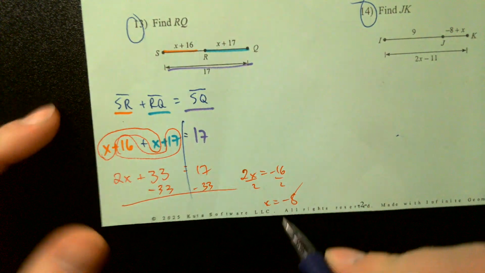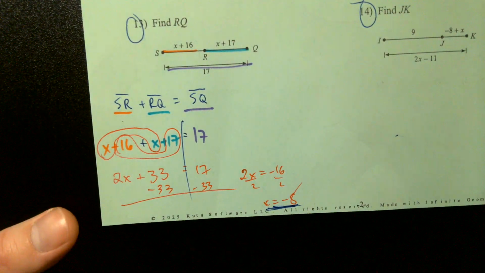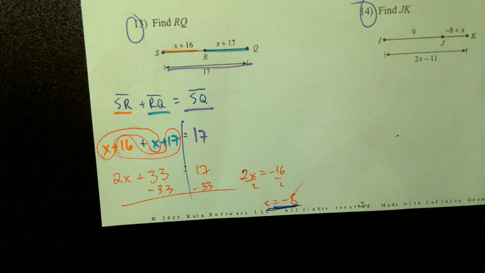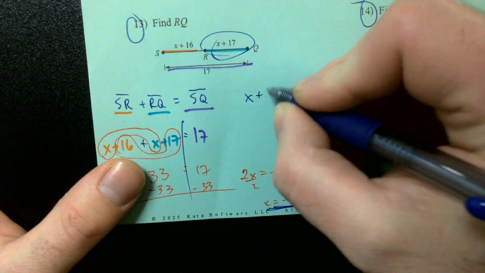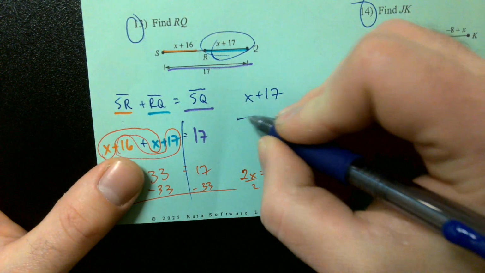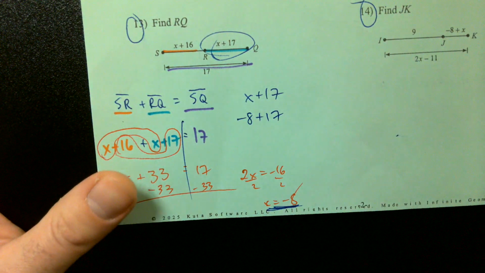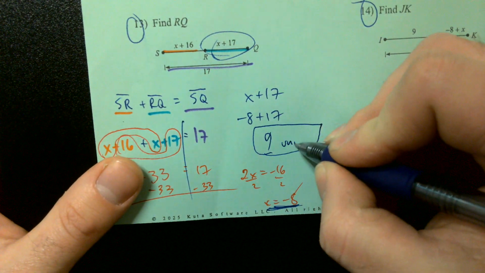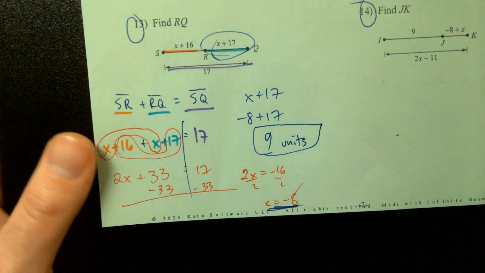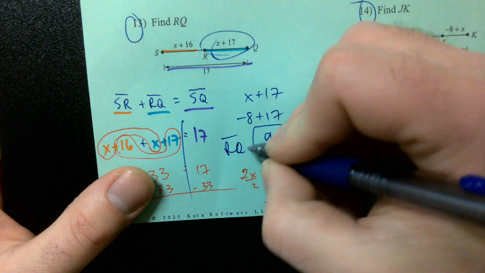Find RQ. RQ is not negative 8 units long. That wouldn't even make sense. How can something have a negative distance? It can't. So I'm going to take the expression that RQ is equal to, and I'm going to plug in negative 8. What's negative 8 plus 17? 9. 9 what? Units. There's my length for RQ.